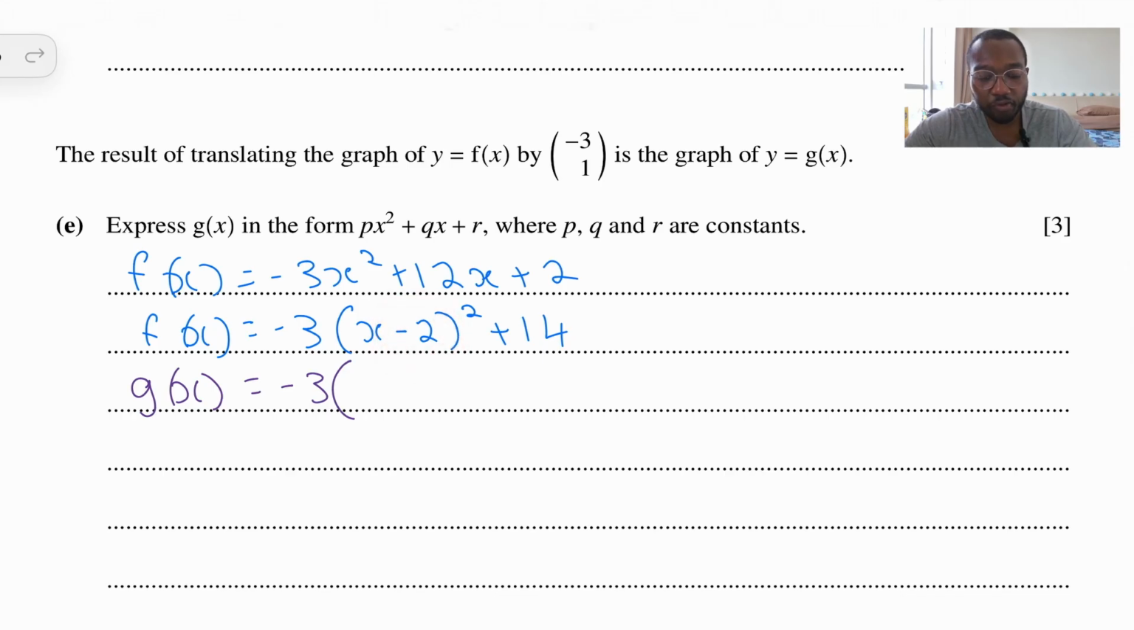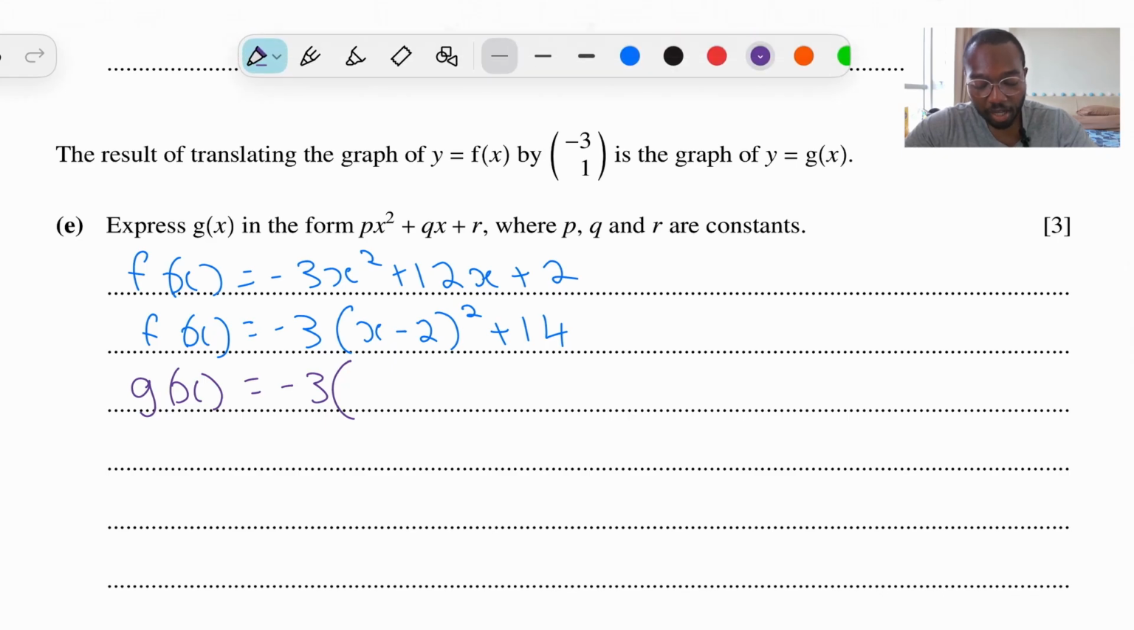We need to plus 3 to that, because that effectively means we're going to shift to the left by 3 units. Remember, you have to be careful of this one because it feels counterintuitive. When we're dealing with left and right, if we are shifting to the right, we want to minus it from the x. If we're shifting to the left, we want to plus to the x. In this case, we're shifting to the left, so we plus 3 to that minus 2. So it becomes x plus 1 squared.